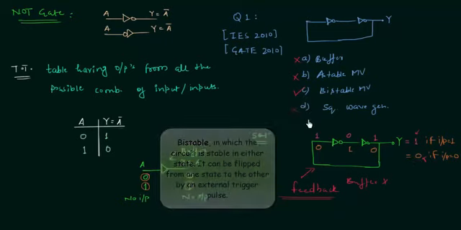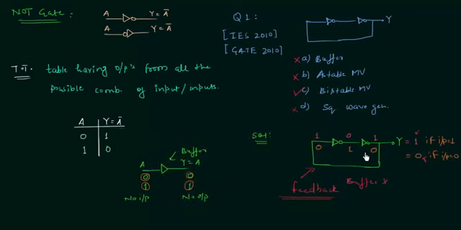Option D is not correct because this is not a square wave generator. We have output Y like this, this is 1, or we have output Y like this, this is 1, this is 0, and square wave looks something like this, and we are not getting any square wave. So option C is correct. This question appeared in IES 2010 and GATE 2010.